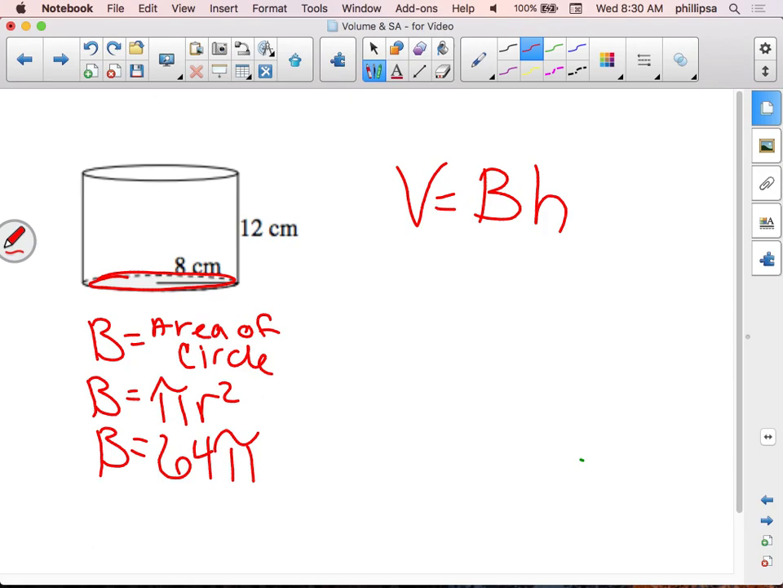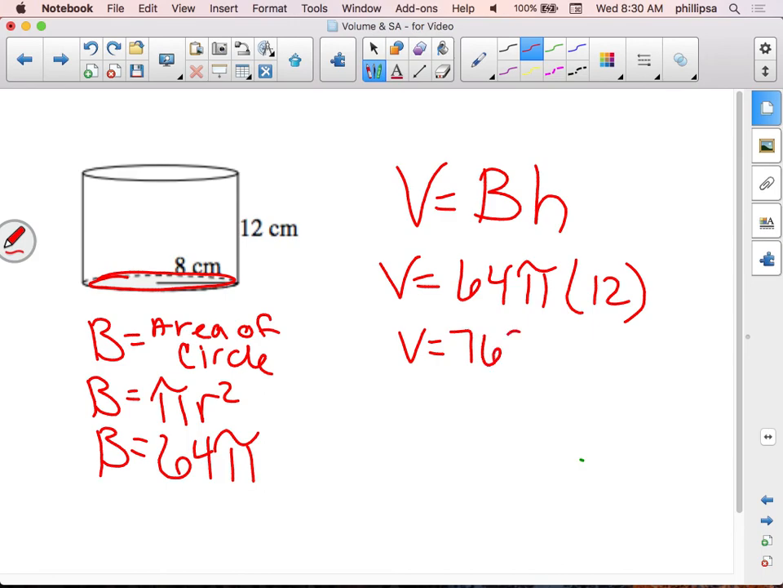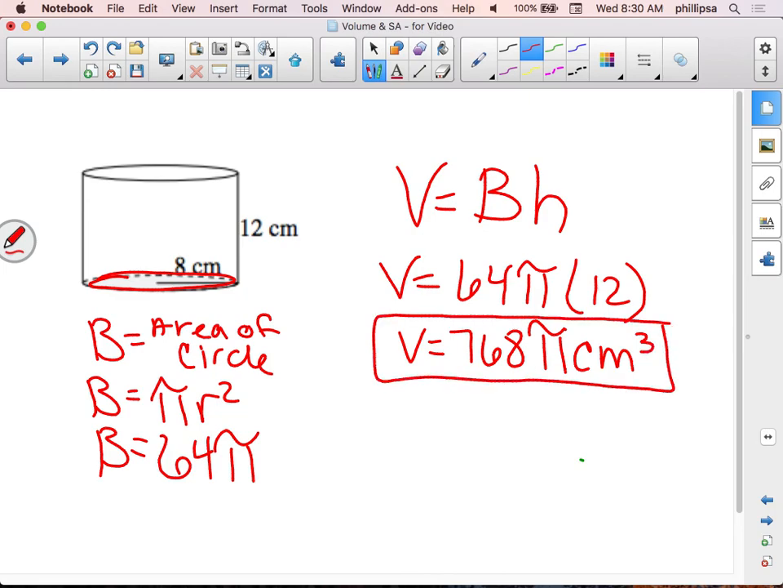Do not ignore the pi, although we will try our hardest to leave our answers in terms of pi. So the volume here: my area of my base is 64 pi, and the height of the prism is 12, which is going to give me a volume of 768 pi centimeters cubed. Okay, and that's it for the first video. Next video, we'll talk about volume of pyramids.